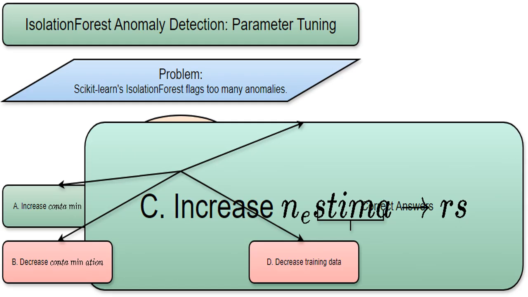I can increase the n_estimators parameter. This parameter controls the number of trees in the isolation forest. Much like a forest is made up of many trees, more trees generally make the model more robust and accurate, resulting in a better prediction of the anomalies. A stronger forest is less likely to make mistakes.